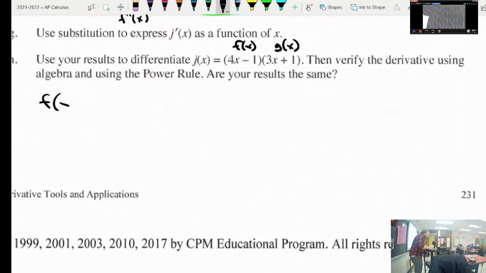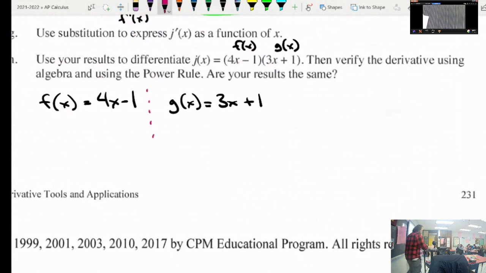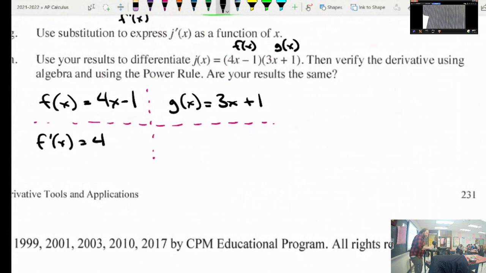I like to make a little chart like this. This is how I kind of learned how to do this in high school and college, and so it's kind of the way I pass on to you guys. I'll put my f of x and my g of x right next to each other, and I just kind of build a little imaginary table like this. So underneath this, I'll keep track of what f prime is, which in this case is just the number 4, and g prime over here, again, just the number 3. Couple quick power rules there.